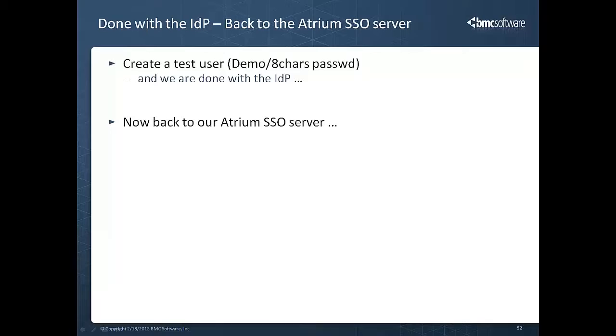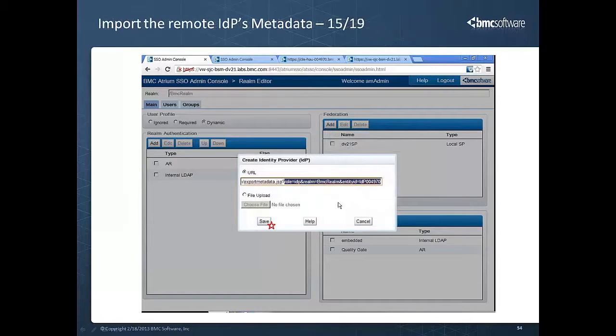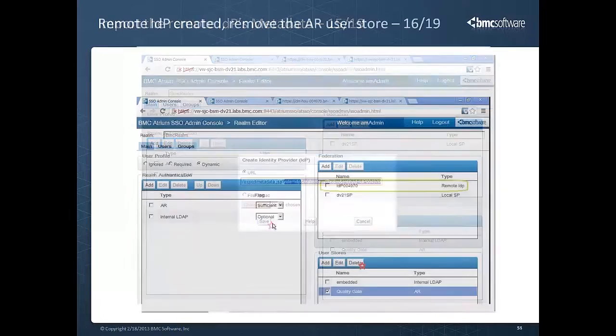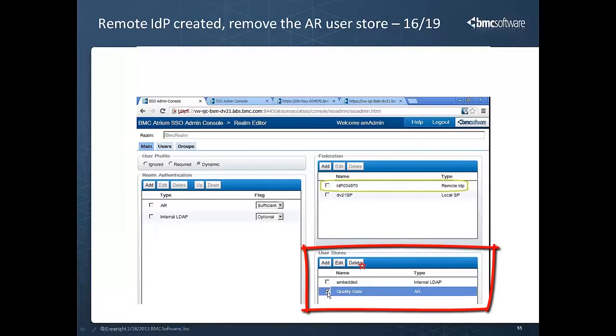Now let's get back to our Atrium SSO server. It's time to create a remote identity provider and to use our newly created identity provider that does the same thing. Use a URL to get the metadata, and the identity provider is now created as a remote identity provider for my Atrium SSO server. I also need to remove the AR user store as it might conflict with my federation.